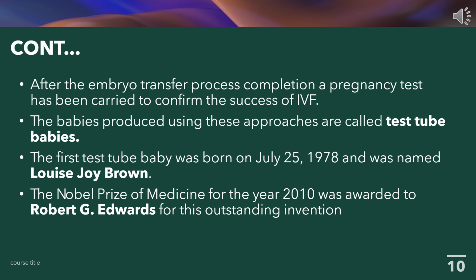After the embryo transfer process is completed, a pregnancy test is carried out to confirm the success of IVF. The babies produced using these approaches are called test tube babies. The first test tube baby was born on July 25, 1978 and was named Louise Joy Brown. The Nobel Prize in Medicine for the year 2010 was awarded to Robert G. Edwards for this outstanding invention.